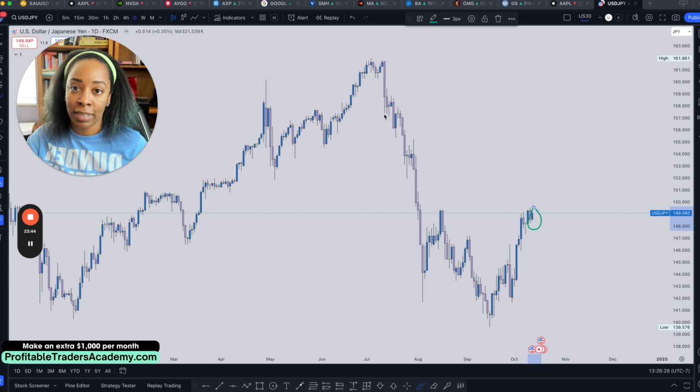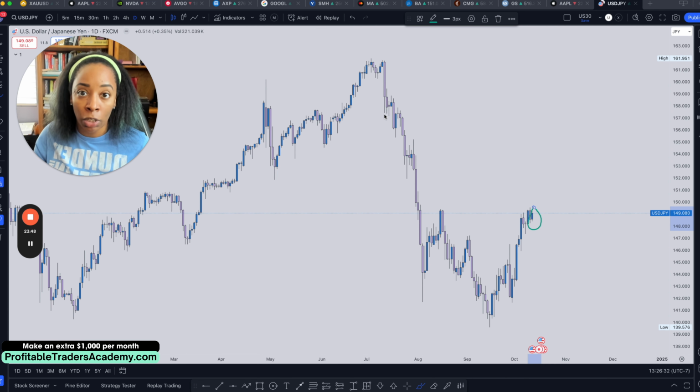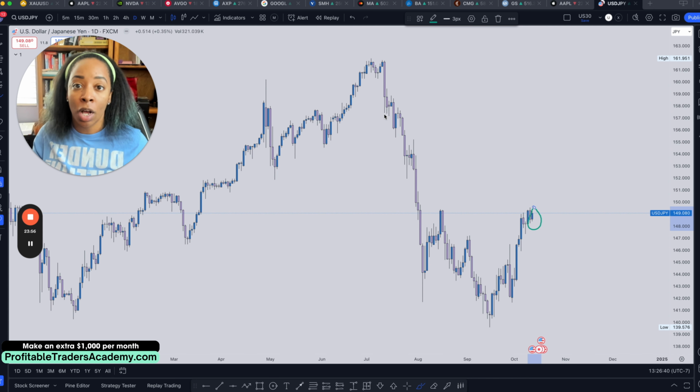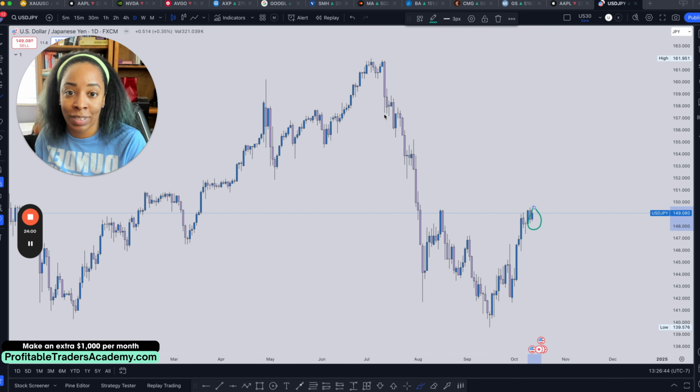Sometimes price may do the exact same thing. Other times, if there's a lot of volume or maybe some sort of news catalyst or economic data release, then that could cause price to push through those once strong supports or once strong resistances.